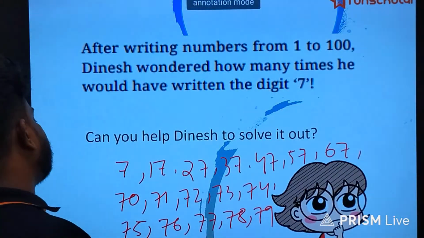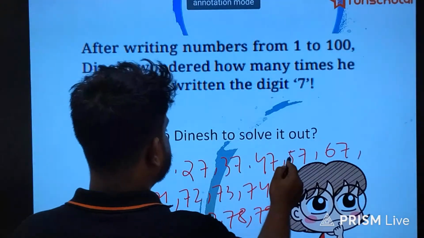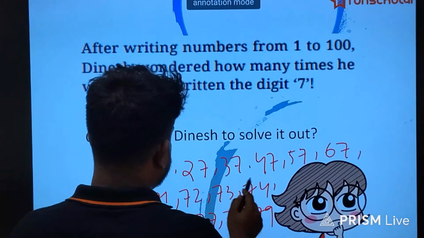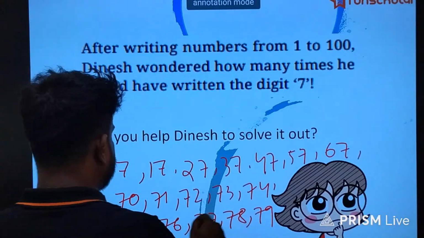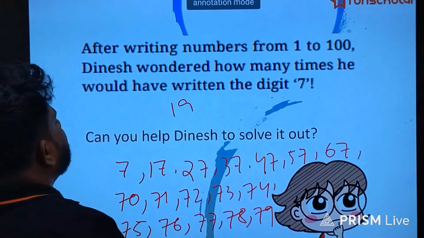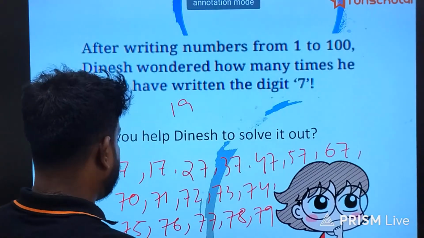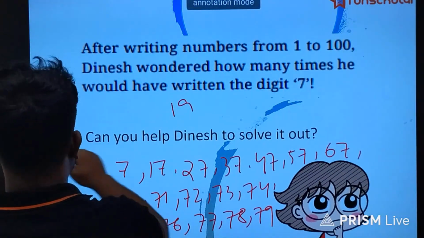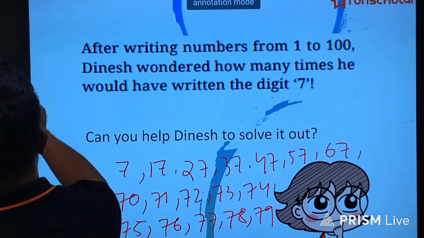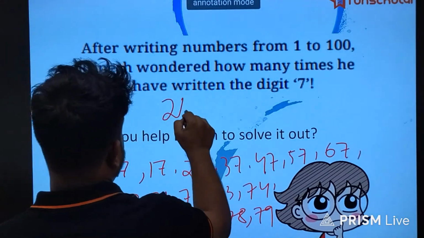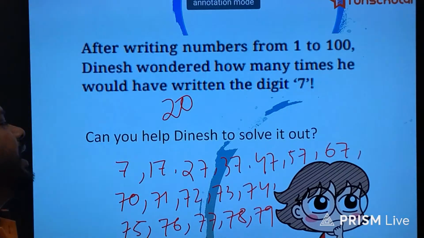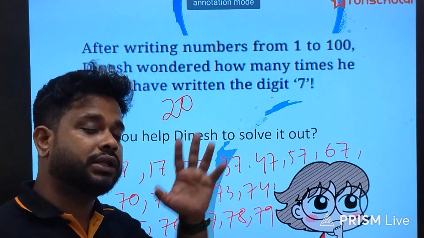And how many 7s are here? 1, 2, 3, 4, 5, 6, 7, 8, 9, 10, 11, 12, 13, 14, 15, 16, 17, 18, 19. So we are getting a total of 19 7s. Oh sorry, 20 we will be getting, because in 77 we are having 2 7s here. Okay, now it's your job to find out other numbers as well.